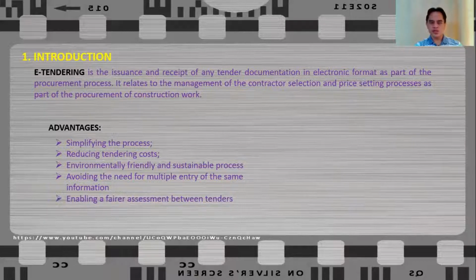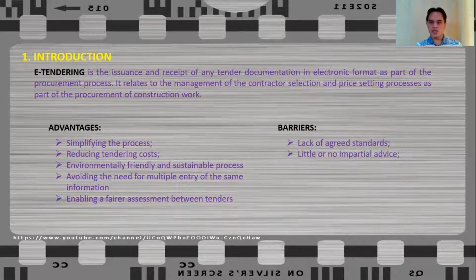Even though we have these advantages, there are also some barriers why e-tendering is not widely used. Some of these barriers are the lack of agreed standards, little or no impartial advice. Also, there is a fear of legal and technical traps.